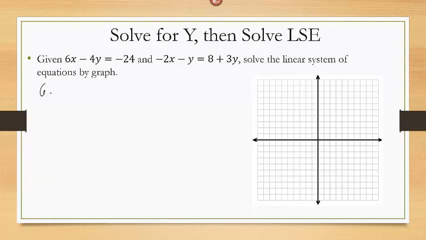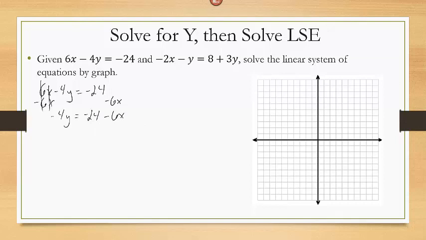We're going to have 6x minus 4y equals negative 24. And first ask ourselves, are there any parentheses? Nope. Are there any fractions? No. So now let's focus on getting our y's on the left side and our x's on the right side. So we have an x on the left side that we need to move over, so let's subtract 6x from both sides. So then this cancels, and we're left with negative 4y equals negative 24 minus 6x.